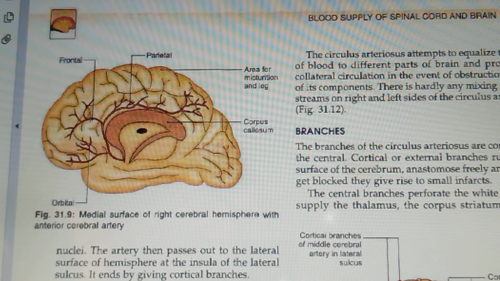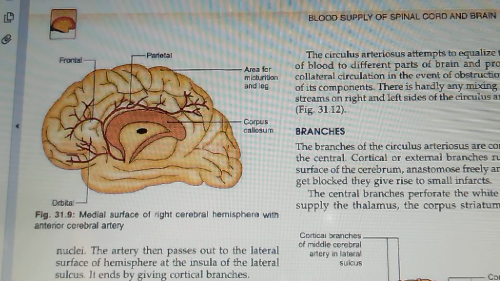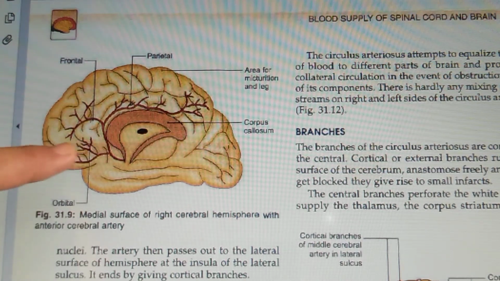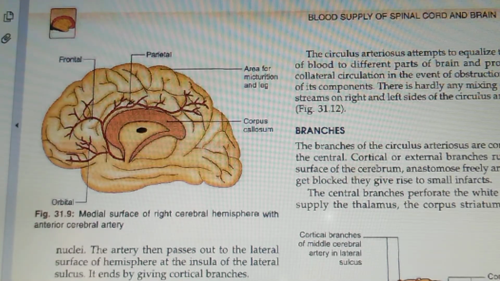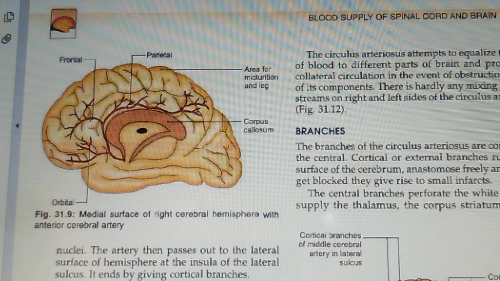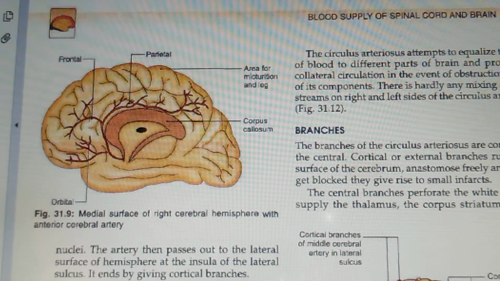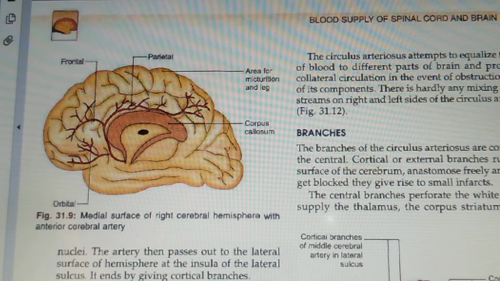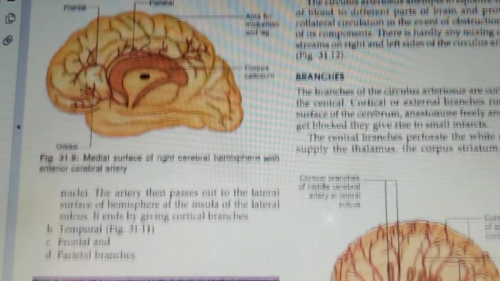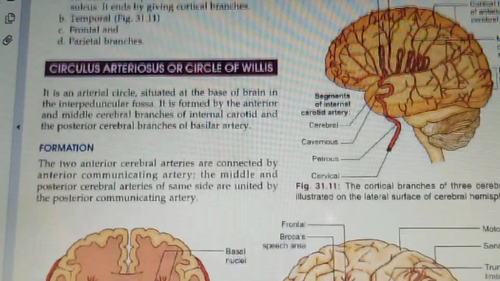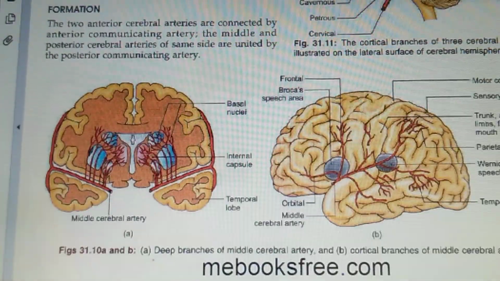Deep branches of the anterior cerebral supply part of the internal capsule and basal nuclei. Cortical branches supply the medial surface of the hemisphere by giving orbital, frontal and parietal branches. Okay, so this is about the anterior cerebral artery. Next is the middle cerebral artery. Okay, now here you can see the middle cerebral artery.